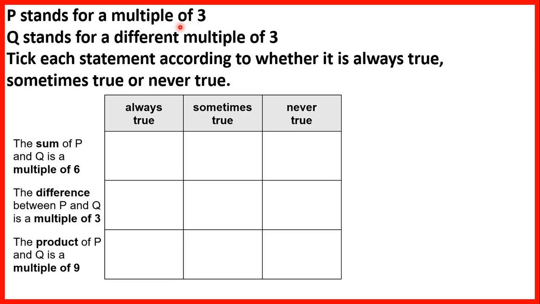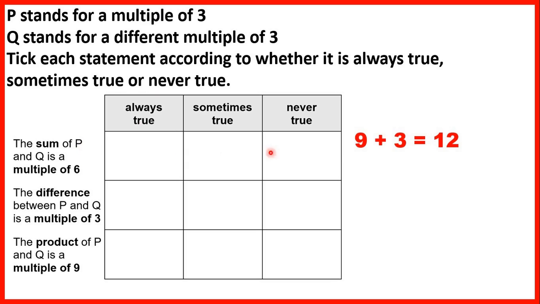P stands for a multiple of 3, Q stands for a different multiple of 3. Tick each statement according to whether it is always true, sometimes true, or never true. First, the sum of P and Q is a multiple of 6. So we know that a multiple of a number is in that number's times table. So we can try different things out and see what works.